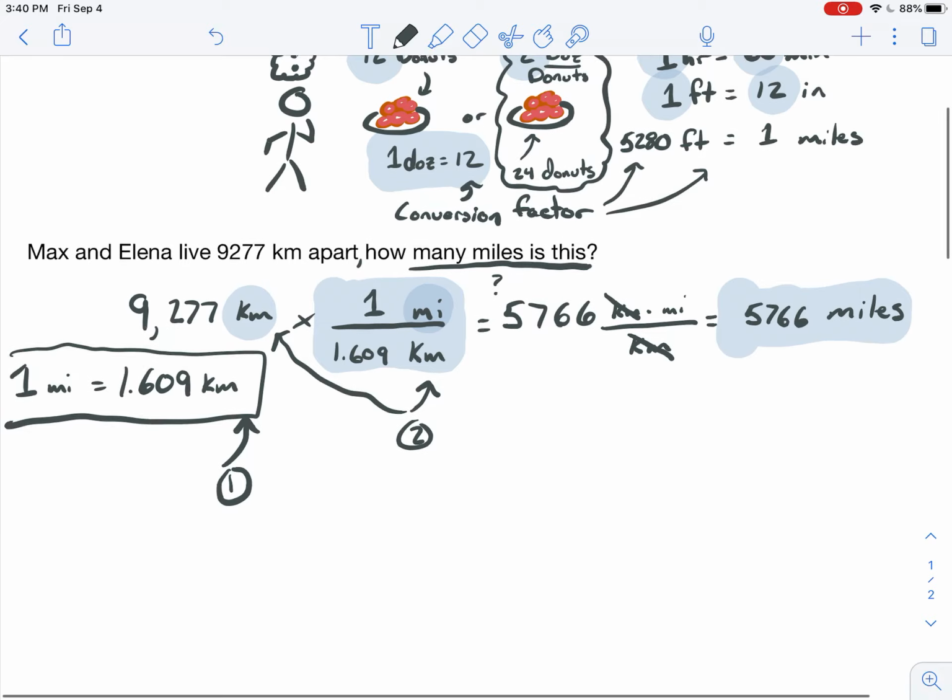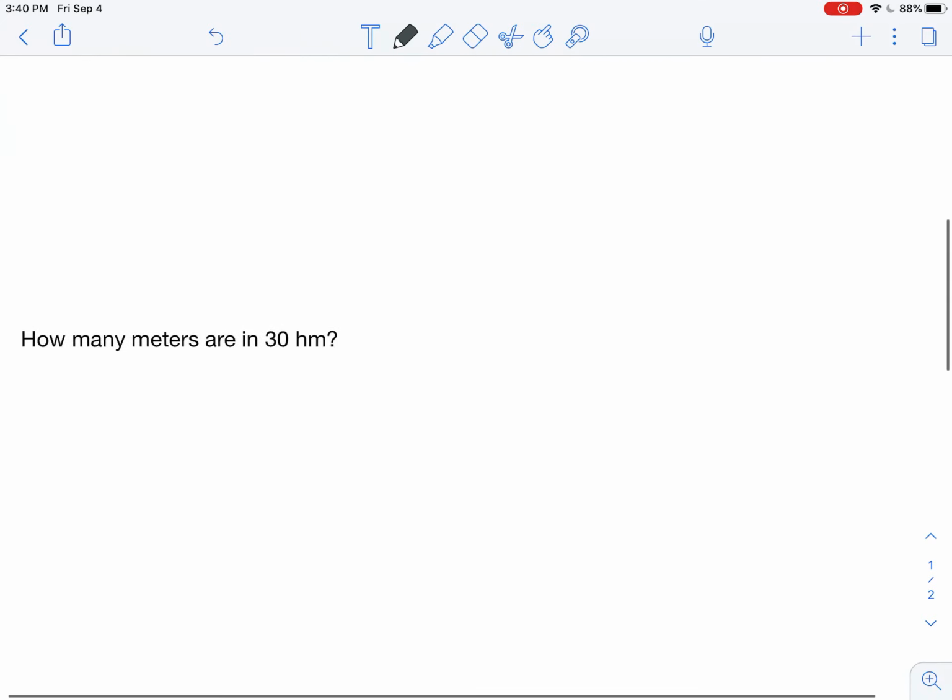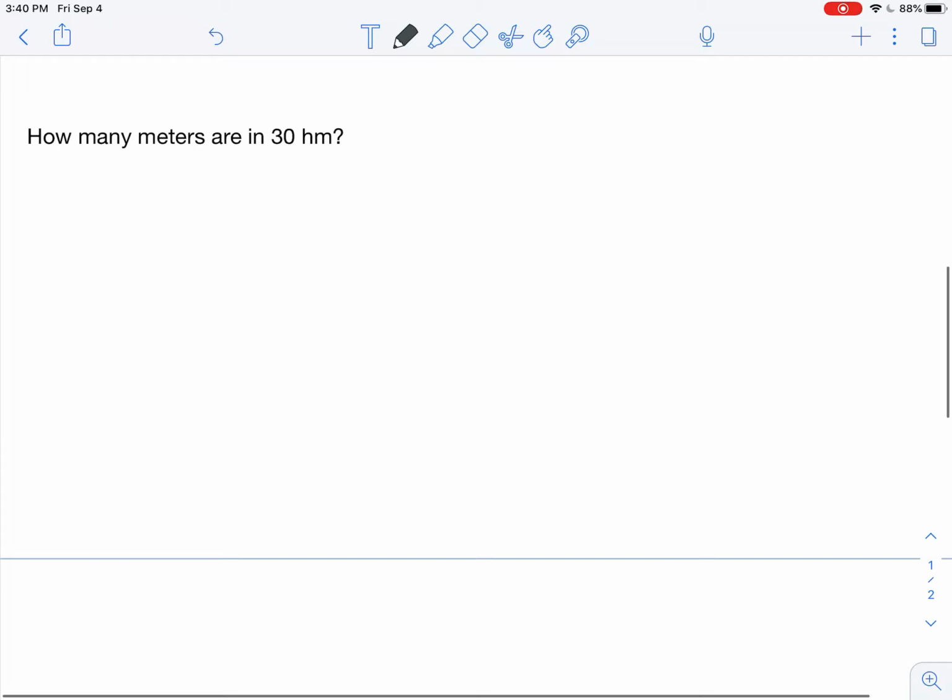Okay, let's try another one dealing with the metric system. All right, here's one. It just says how many meters are in 30 hectometers. Okay, HM, and that stands for hectometers.